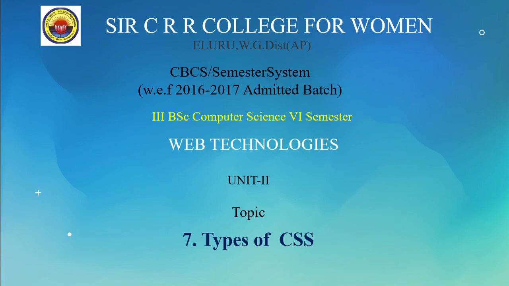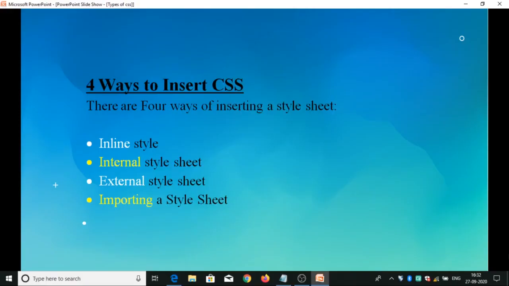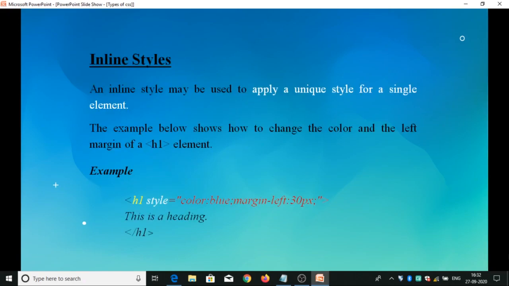These are the different ways that are used for inserting cascading style sheets. The four ways for inserting a cascading style sheet are inline style, internal style, external style sheet, and importing a style sheet. What are inline styles?